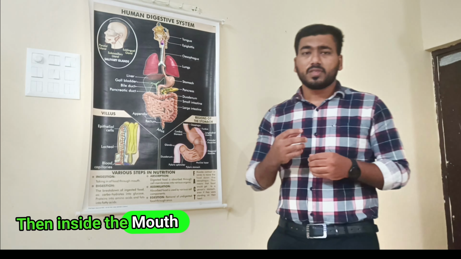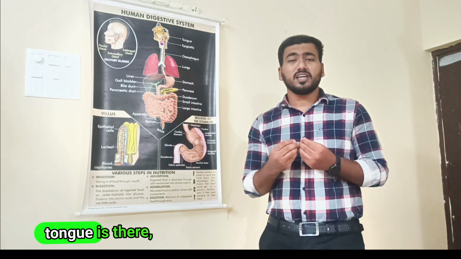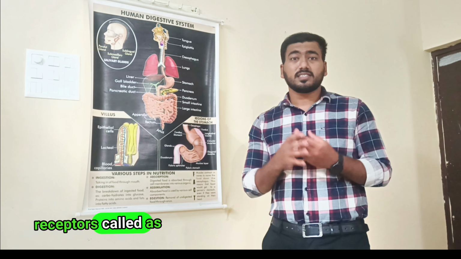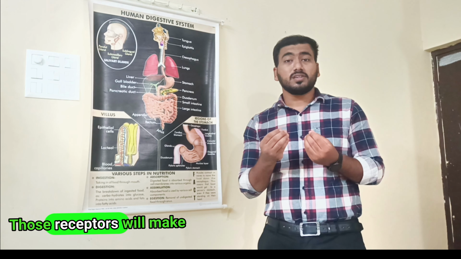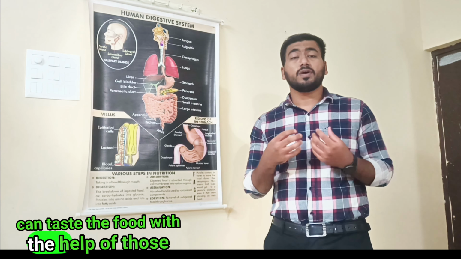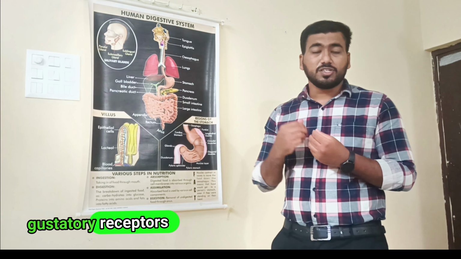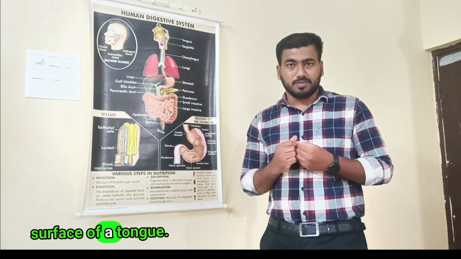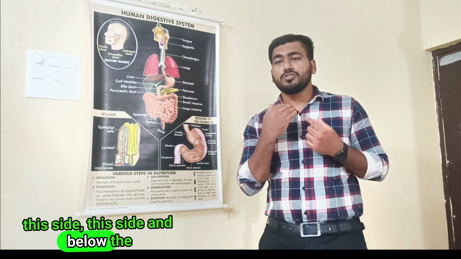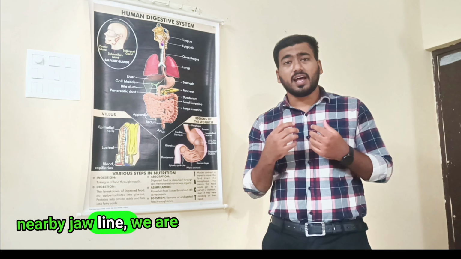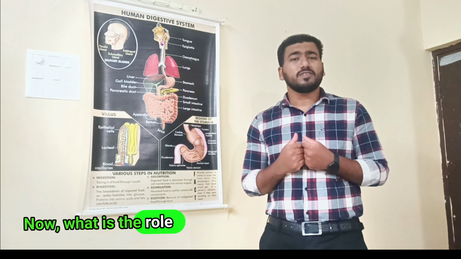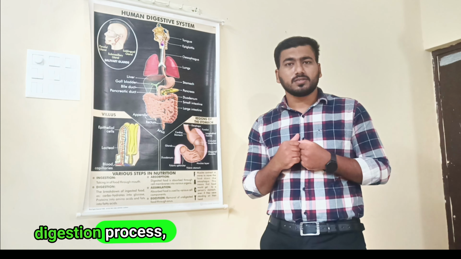Then inside, the tongue is there. The tongue has receptors called gustatory receptors. Those receptors make us feel the taste. We can taste the food with the help of those gustatory receptors, which are present on the surface of the tongue. Then below the tongue, near the jawline, we have salivary glands which produce saliva.